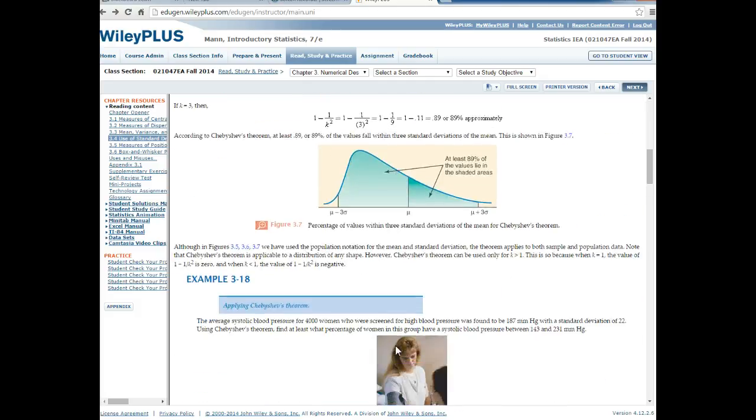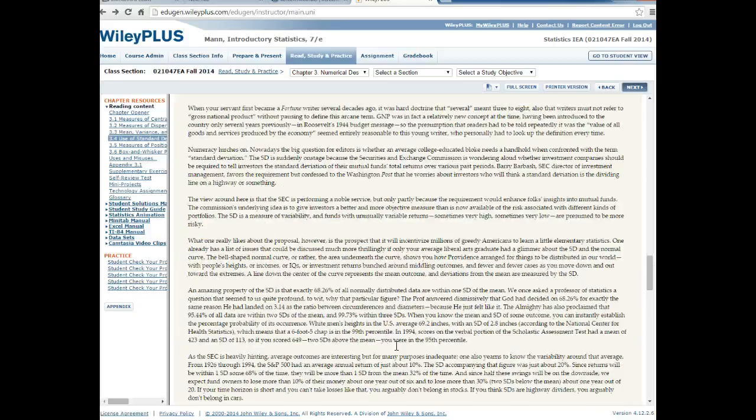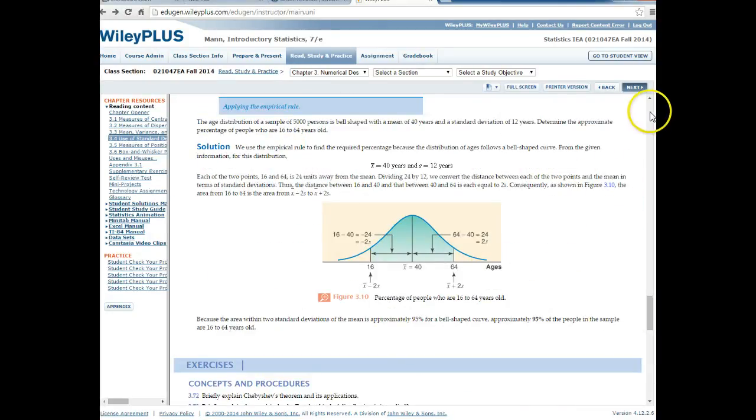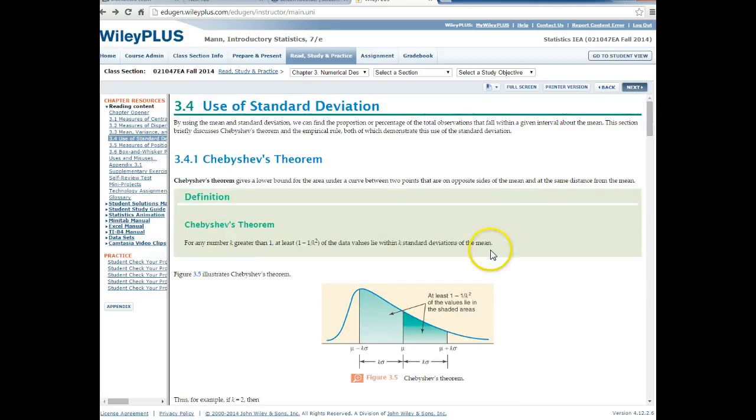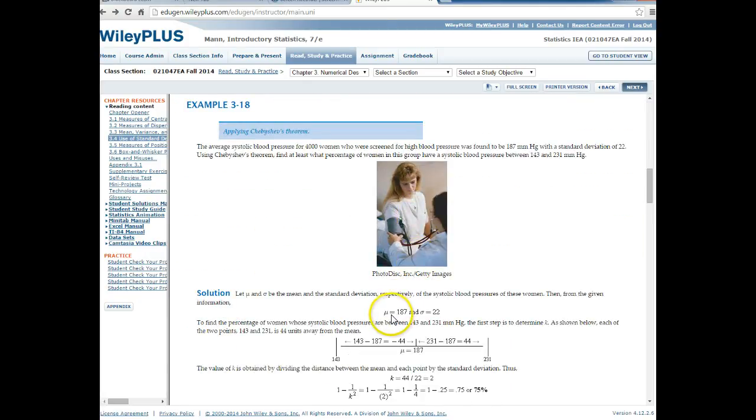Okay, so let's see. Do we have any data here? No data. So instead of giving you data, they give an example where they tell us the mean and the standard deviation. They don't ask us to calculate it from the data, they give it to us. This is for blood pressure of women.